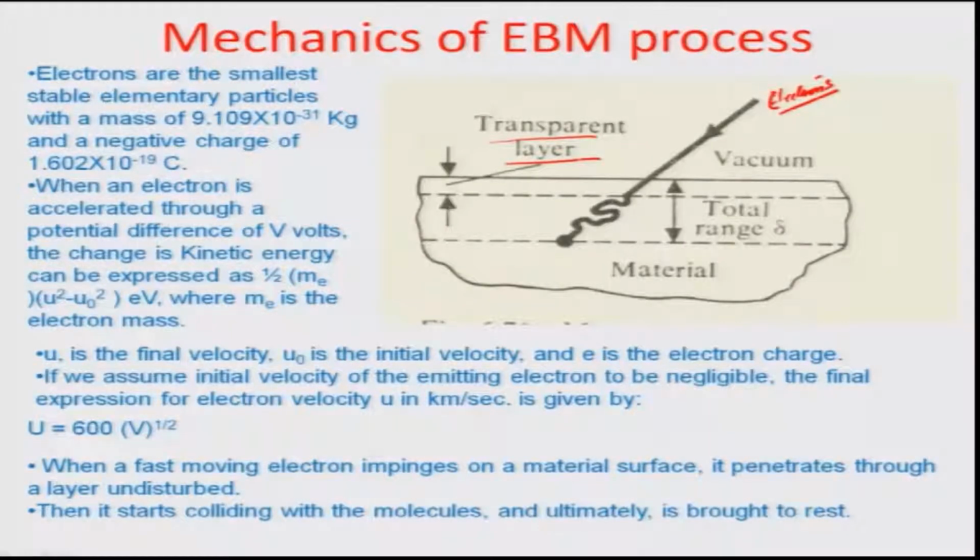If you look at some properties related to the masses of the electrons or the charge that they carry, you know that the mass of the electron is about 9.1 times 10 to the power minus 31 kg. The charge that they carry is about 1.6 times 10 to the power minus 19 coulomb. And so the kinetic energy obtained here is half times the mass of the electron times u square minus u0 square, in electron volts, where me is the electron mass.